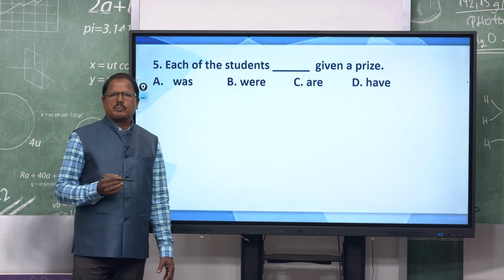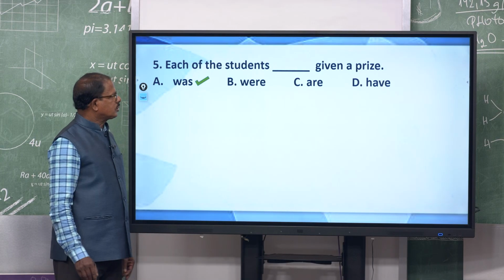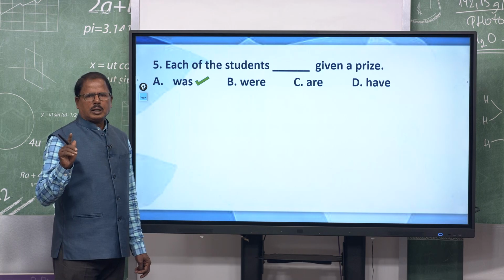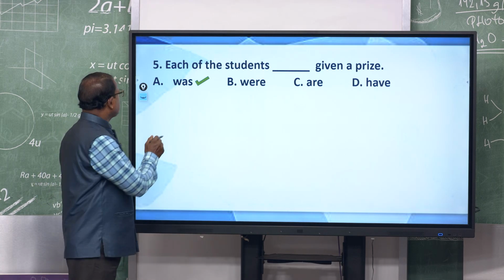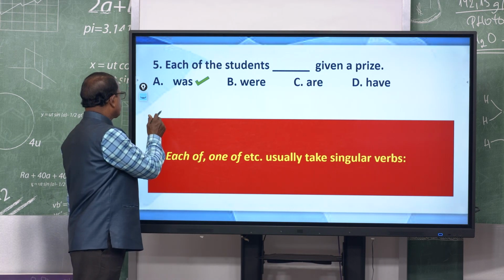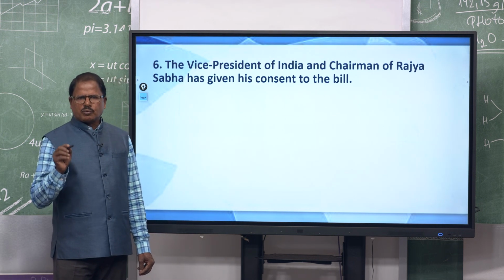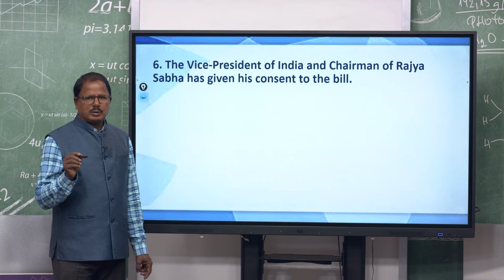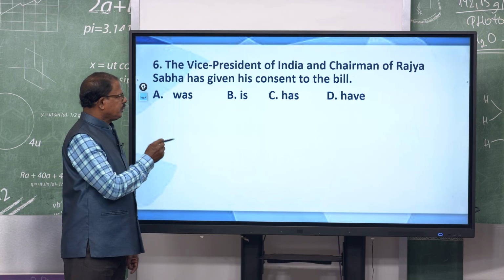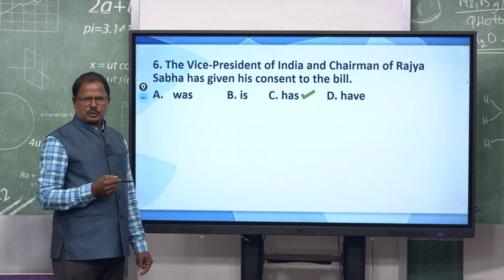Let's go to the next question. Each of the students dash given a prize, and the options are was, were, has, have. And now you see the correct answer is: each of the students means individual, everyone, and the verb is singular, right. Then the principle: each, one of, etc. take the singular verbs. Next question: the Vice President of India and Chairman of Rajya Sabha has given his consent to the bill, right. Now you look at the options: A is was, B is were, C has and D have, and the correct answer is has, right.